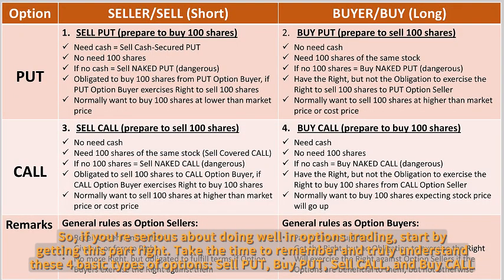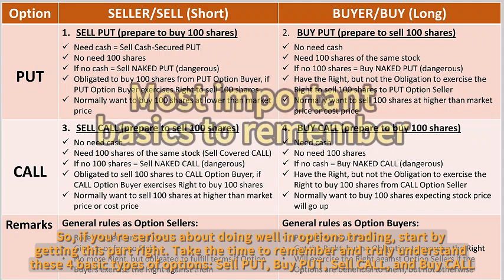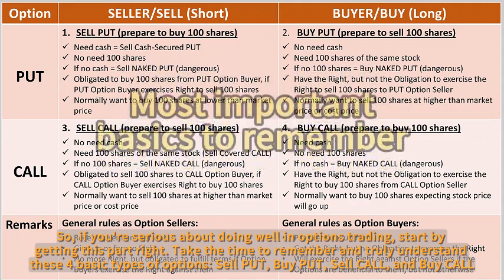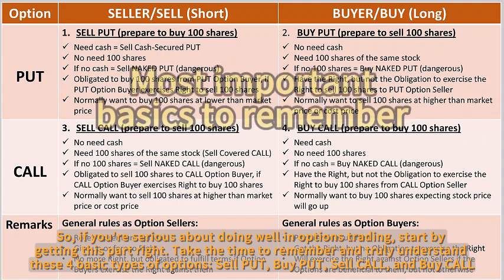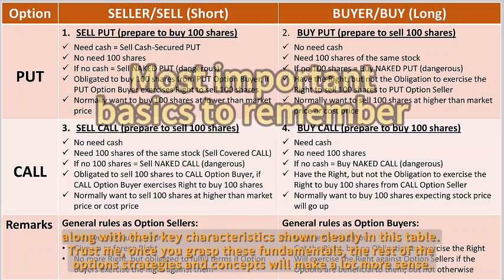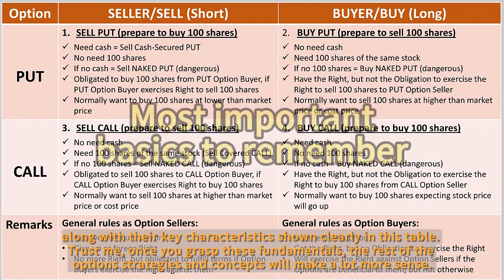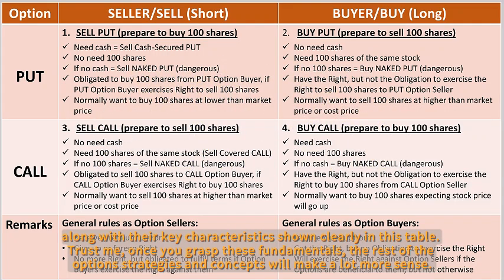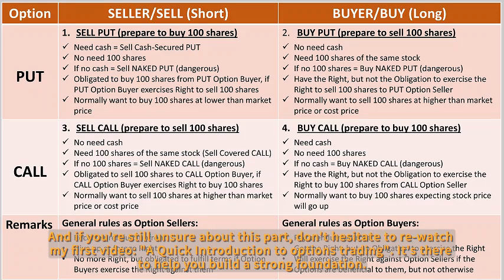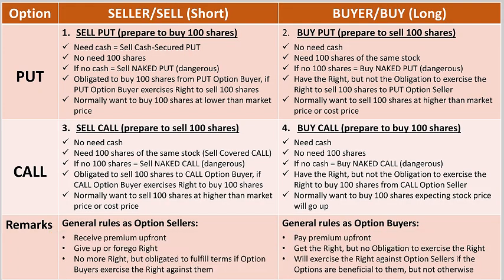So, if you're serious about doing well in options trading, start by getting this part right. Take the time to remember and truly understand these four basic types of options: sell put, buy put, sell call, and buy call, along with their key characteristics shown clearly in this table. Trust me, once you grasp these fundamentals, the rest of the option strategies and concepts will make a lot more sense. And if you're still unsure about this part, don't hesitate to rewatch my first video, a quick introduction to options trading. It's there to help you build a strong foundation.